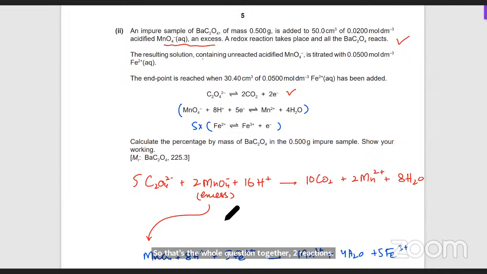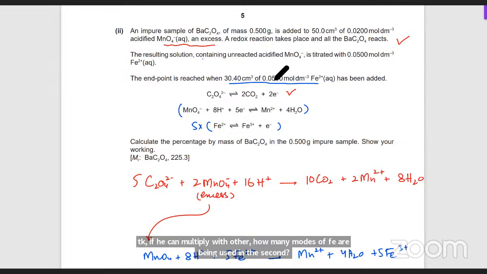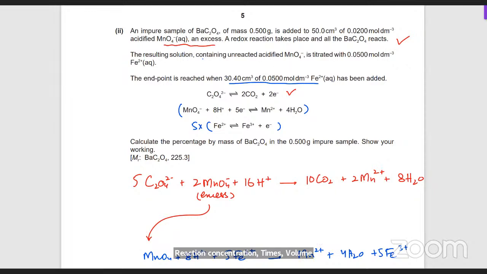So there are two reactions. He's saying calculate the percentage by mass in the impure sample. So starting in reverse order, okay? Can someone tell me the moles of Fe? How many moles of Fe are being used in this second reaction? Do concentration times volume. What are the moles that you're getting?